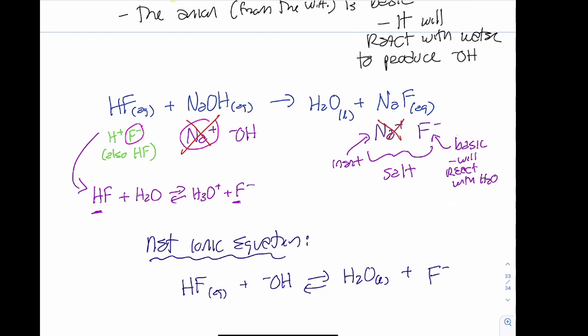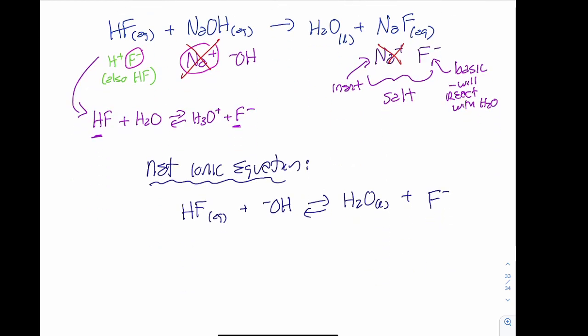I couldn't draw something like this for a strong one, right? I only have an arrow going in the forward direction if it's strong. But because this goes in both directions, we know that it is reactive, right? The conjugate base of a weak acid is basic. The conjugate base of a strong acid is not basic.